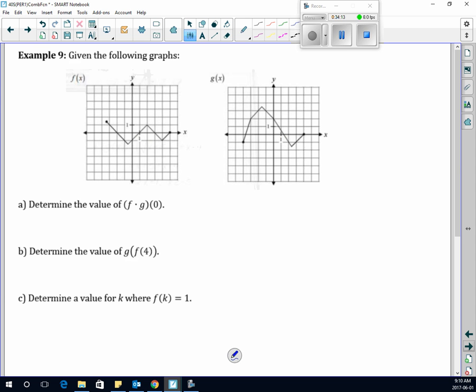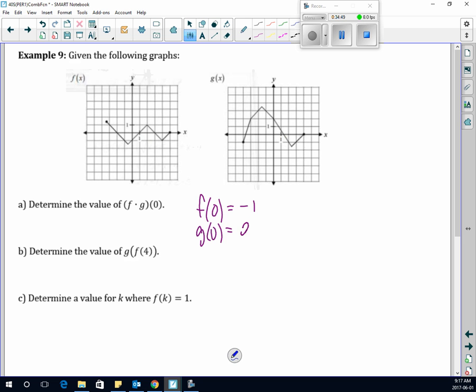Okay. Then B says find the value of g of f of 4. And then C says find the value of k where f of k equals 1. So I'll give you a moment to figure it out because I don't want to just give you the answers. Okay? So I'm going to pause it. Ready? Okay. First we have to find f of 0. What's f of 0? Look on the graph. What do we get as the output? Negative 1. What's g of 0?